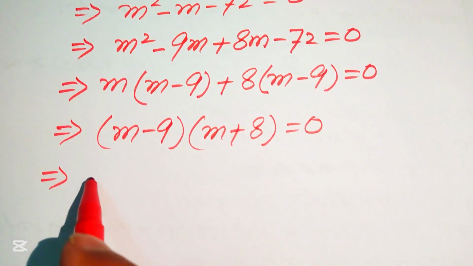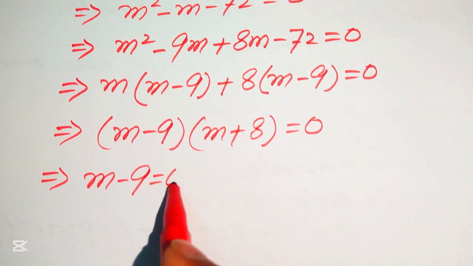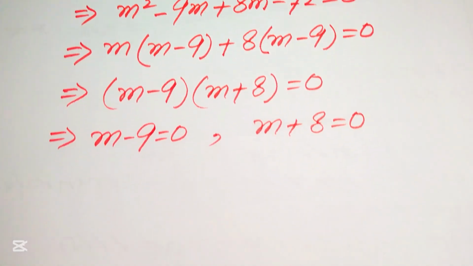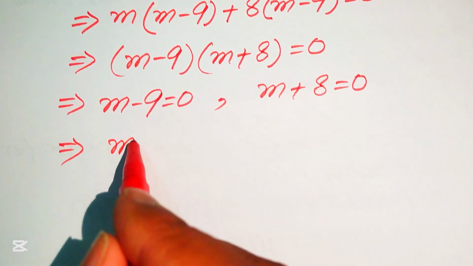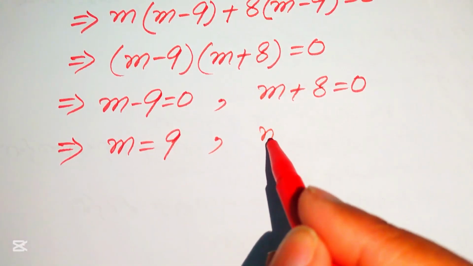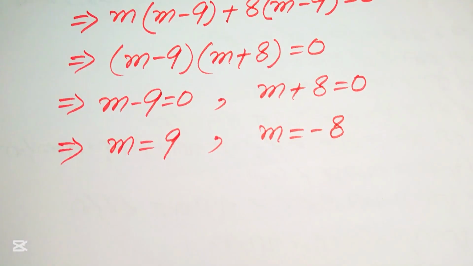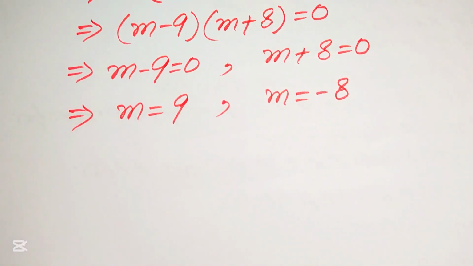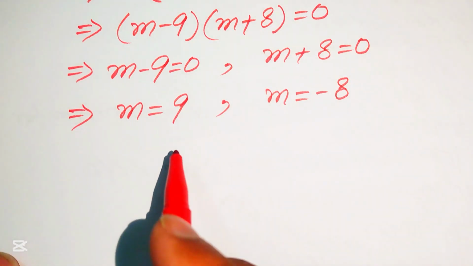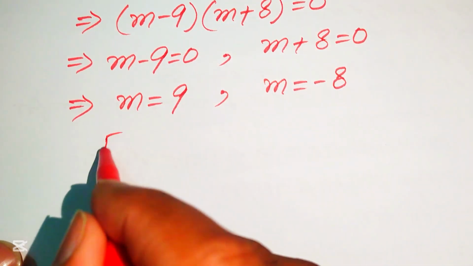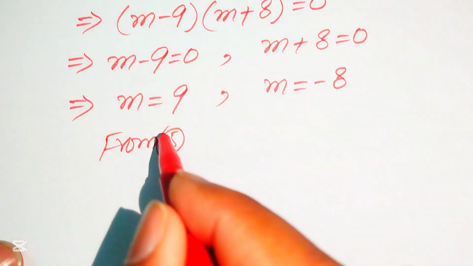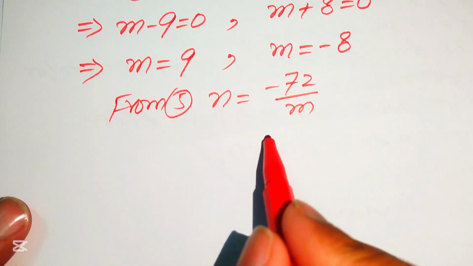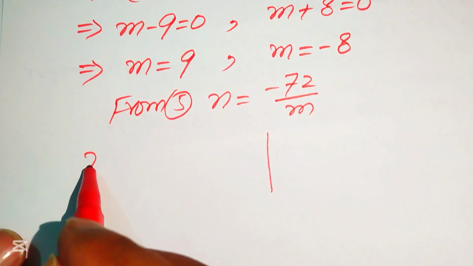Now we can divide this into two cases. The first case is we write m minus 9 equals to 0, and the second case is we write m plus 8 equals to 0. So here we easily get the value of m equals to 9, and from here we get the value of m equals to minus 8. So these are the two values of m, and now we will find the corresponding values of n. In order to find the value of n, we need equation number 5. So from equation number 5 we have n equals to minus 72 divided by m, and we will substitute these two values of m here.